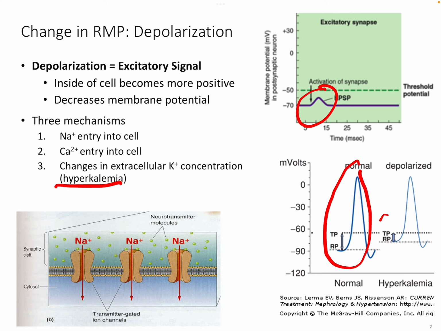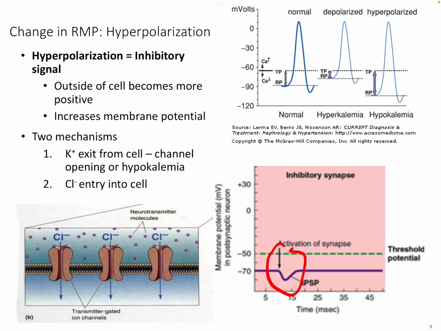On the opposite side, increasing the charge difference across the plasma membrane results in hyperpolarization and an inhibitory signal. Because the membrane potential is increased, for example, from negative 70 to negative 80 millivolts, the cell is further away from that threshold and less likely to generate an action potential.